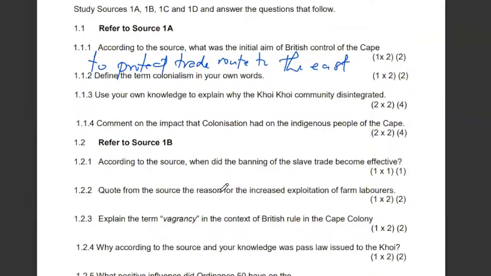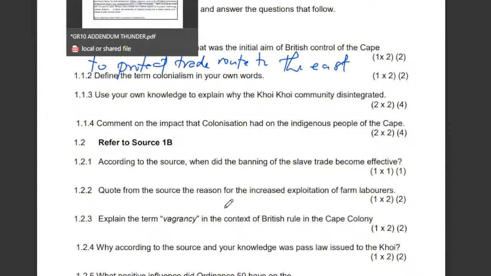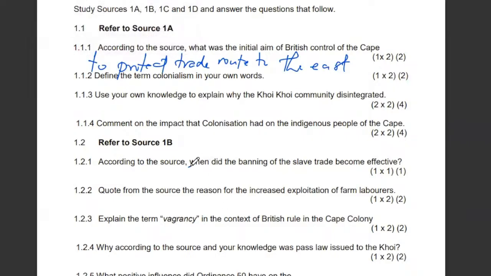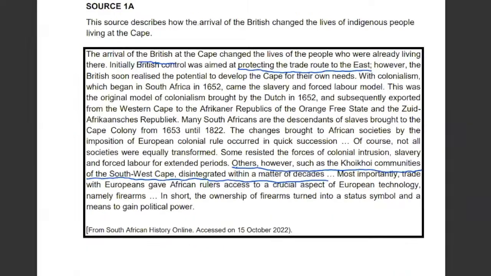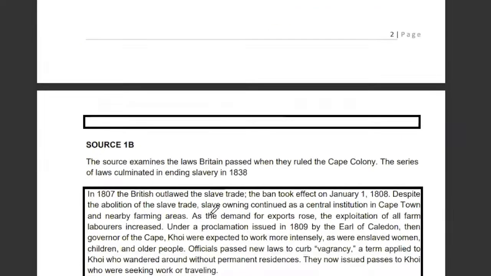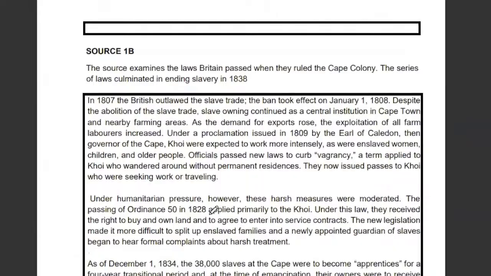Right. Moving on to the next question. According to the source, when did the banning of the slave trade become effective? Right. This is an extraction question. We just need to go to the source. This is a time factor; we want the time when the banning was effective. So we have to go to our Source 1B. Source 1B examines the laws Britain passed when they ruled the Cape Colony.